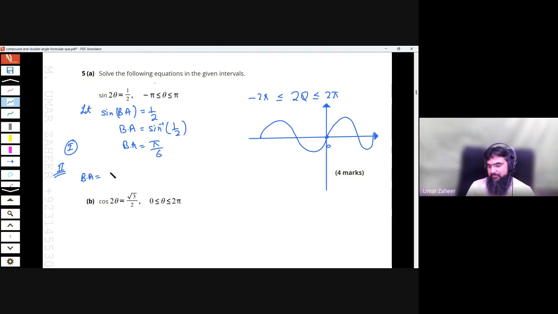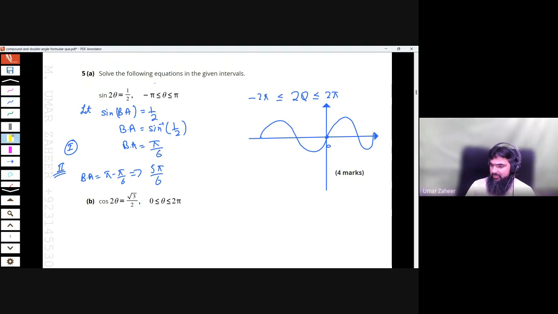Base angle: pi minus pi over 6, that would be 5 pi over 6. In the same way, I need to find some previous angles as well in the previous quadrants.